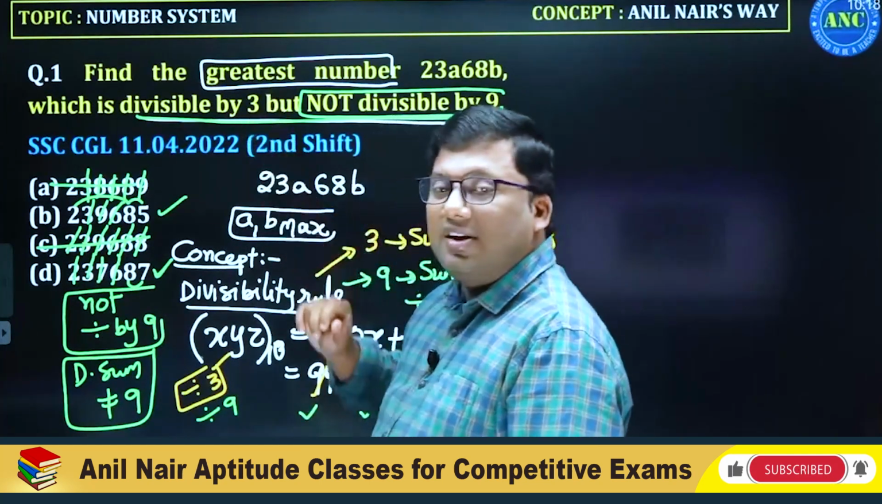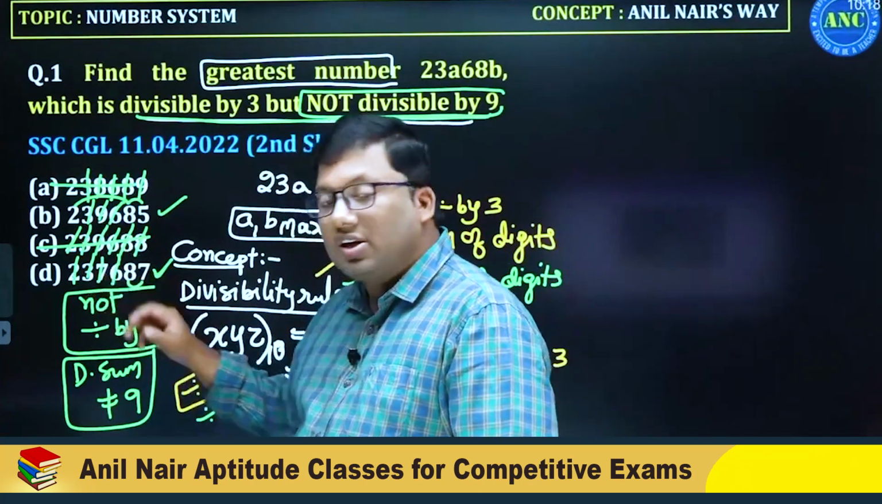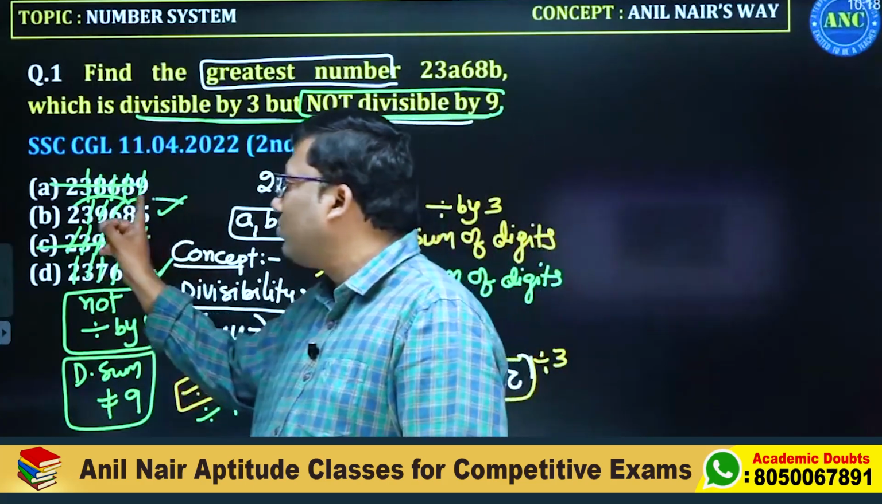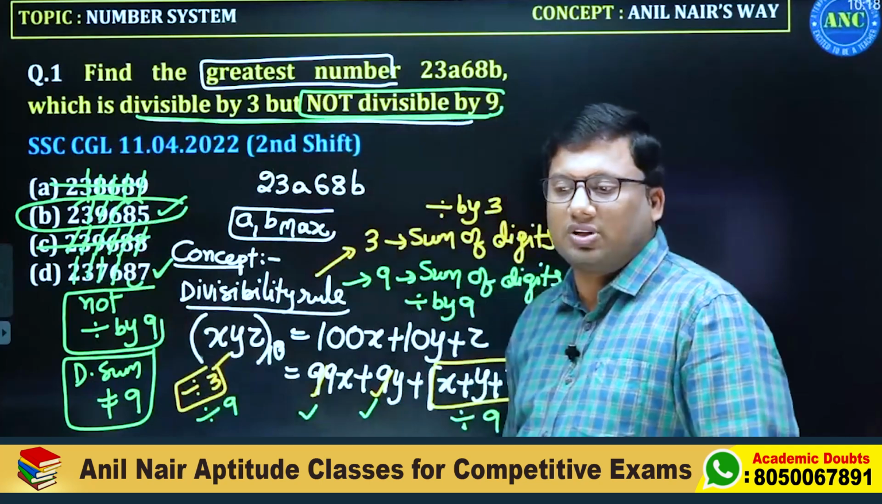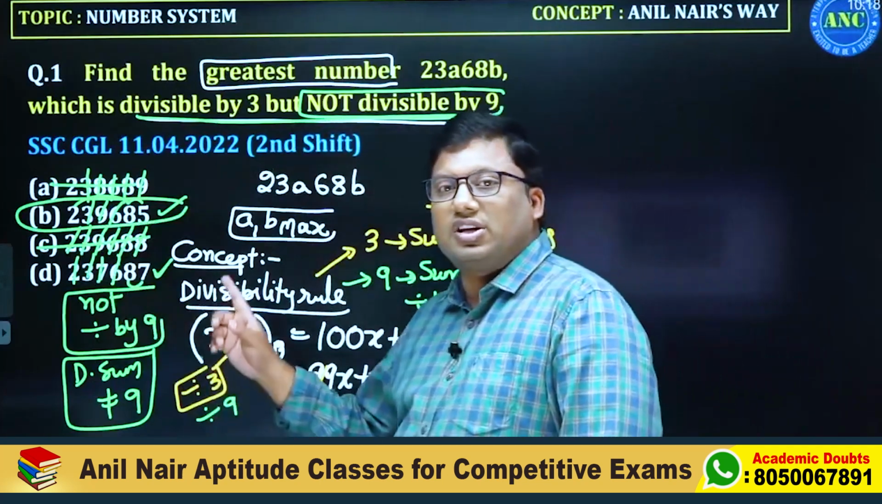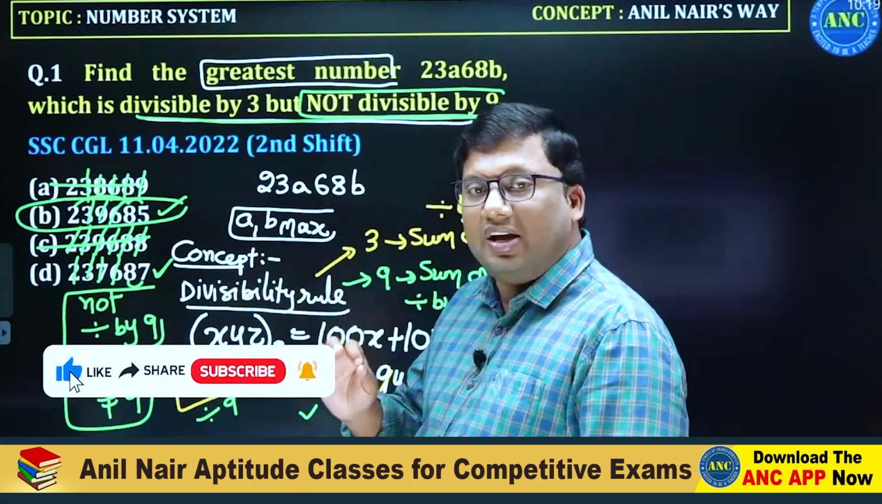But the question is, find the greatest number. It is 2,39,000. It is 2,37,000. Out of these, the greatest is 2,39,685. I hope the idea is clear.